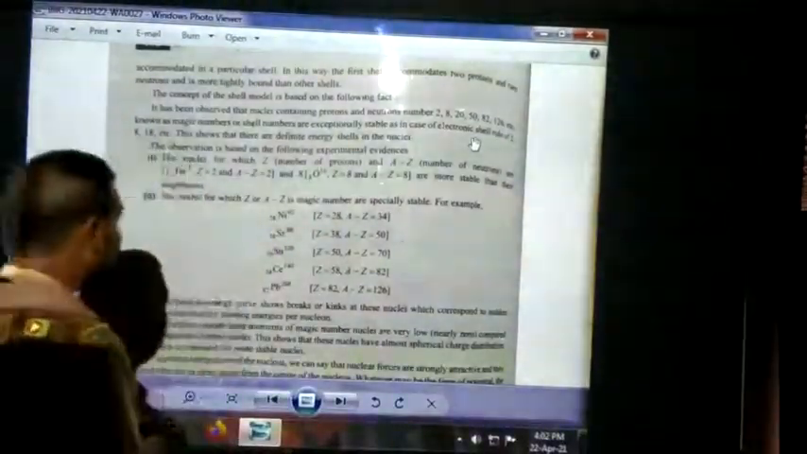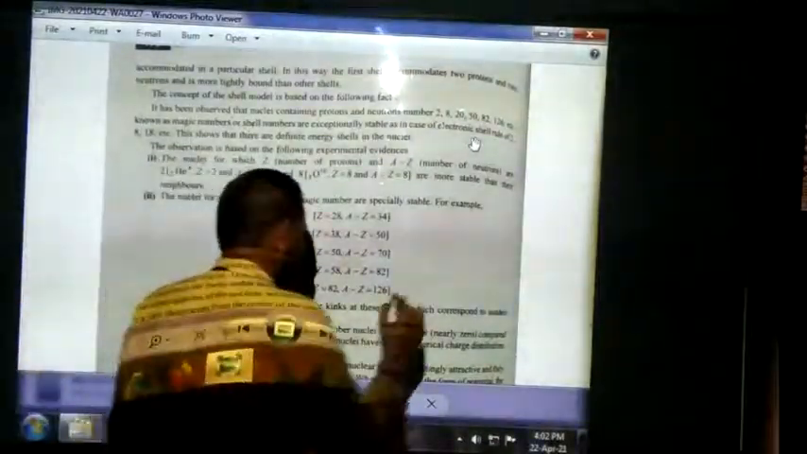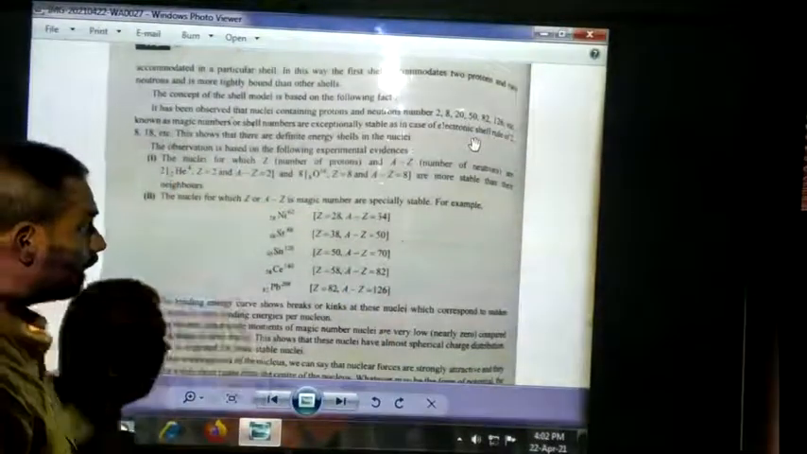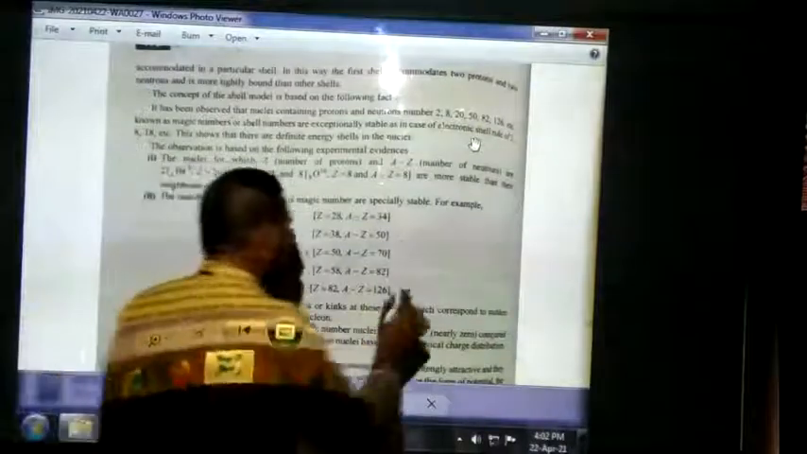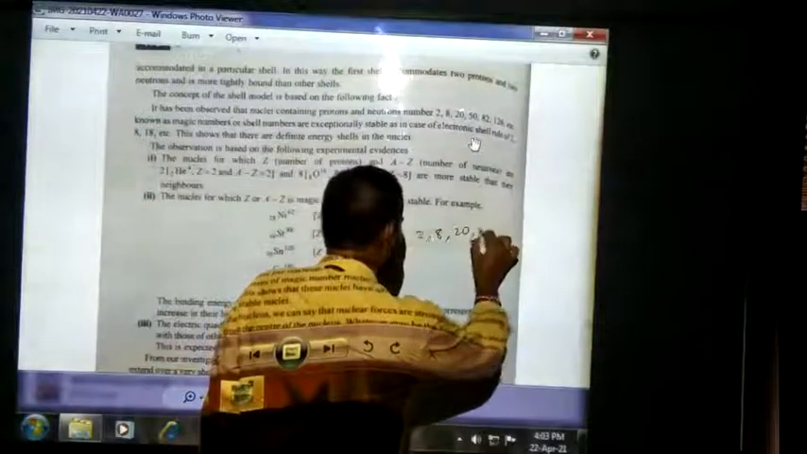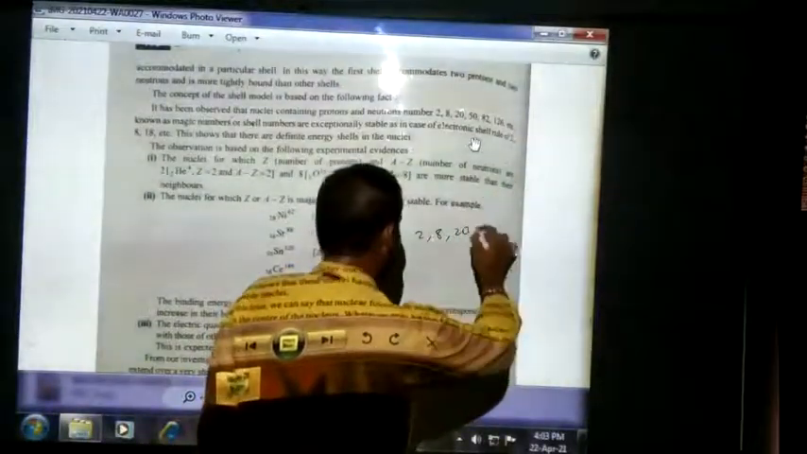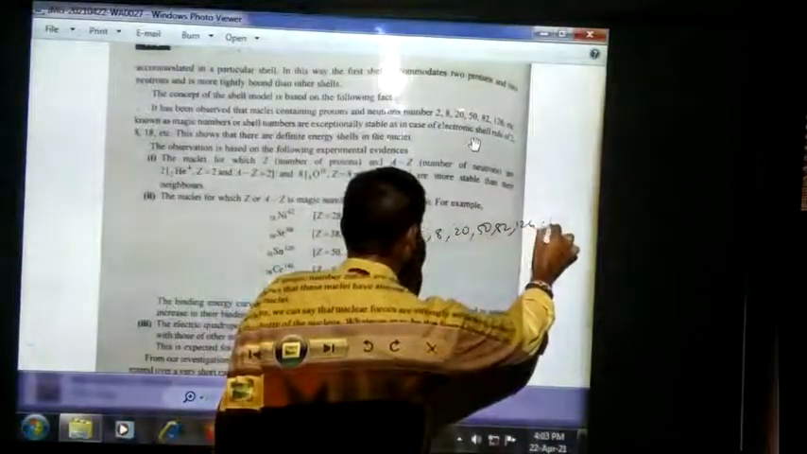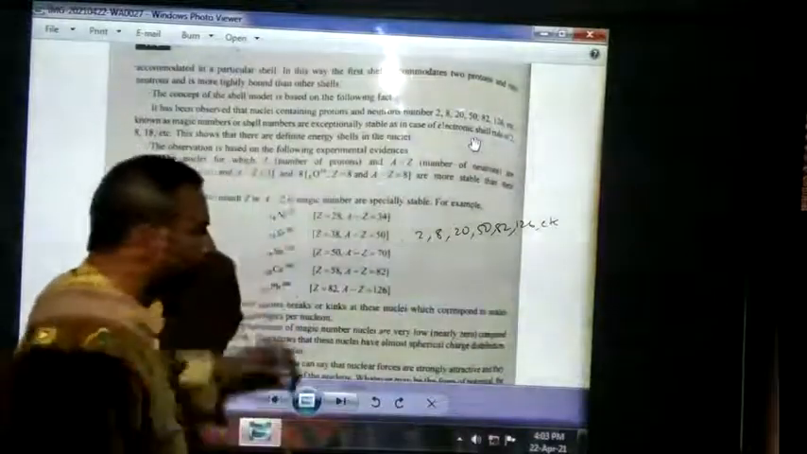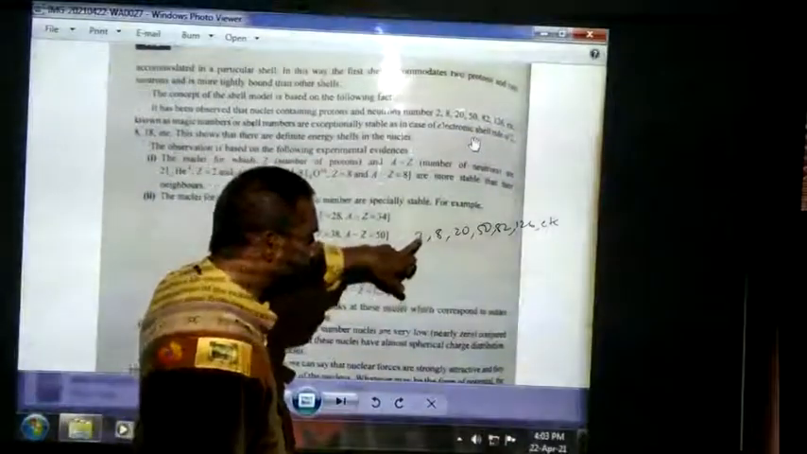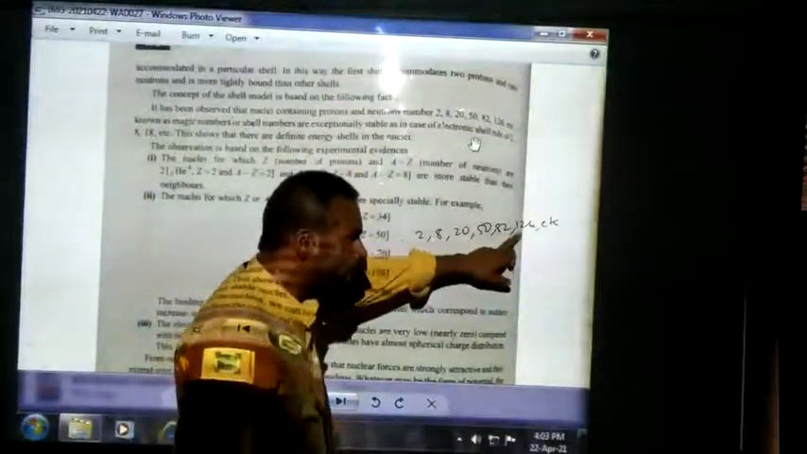What is that fact? The concept of the shell model is based on the following fact. It is observed that nuclei containing protons or neutrons in the numbers 2, 8, 20, 28, 50, 82, 126, etc. are more stable. That is, nuclei containing the number of protons or neutrons 2, 8, 20, 50, 82, 126, etc.